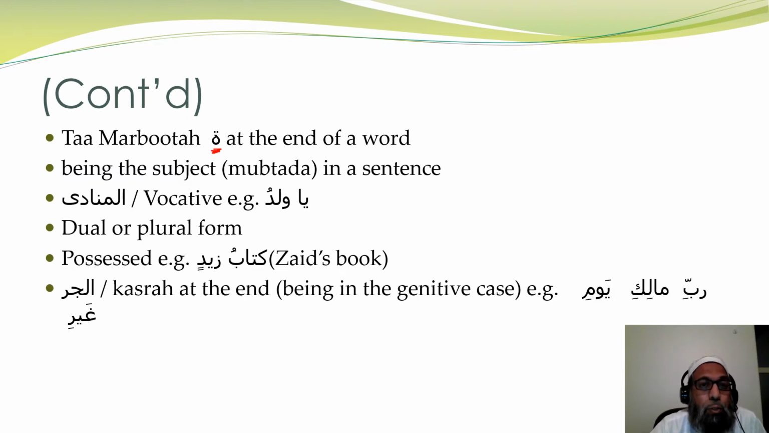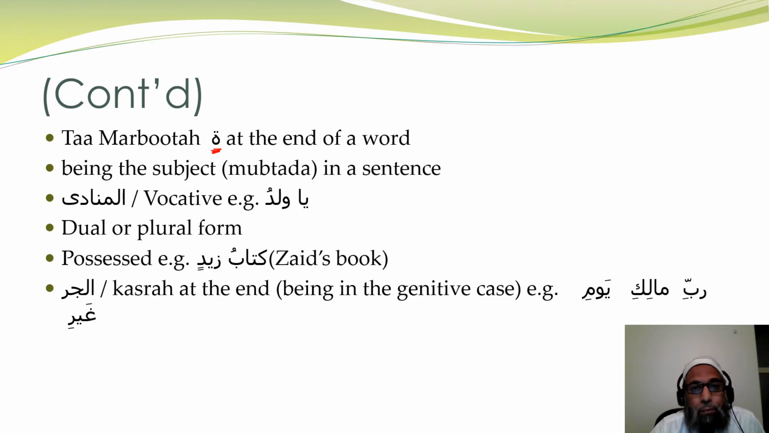If it's in the dual form or the plural form, if you have two of something, then it's going to be a noun. If you have three of something, then it's going to be a noun for sure. If it's possessed in a possessive compound, you'll learn more about that later, like in Kitabu Zaydin, which means the book of Zayd or Zayd's book. So over here, kitab is a noun. Zayd is also a noun.